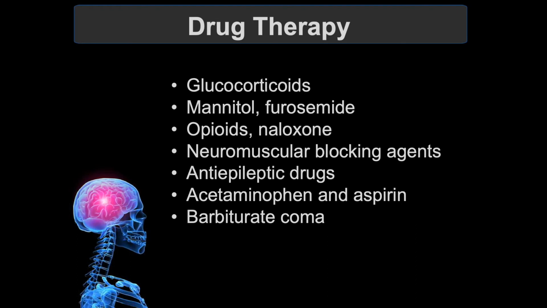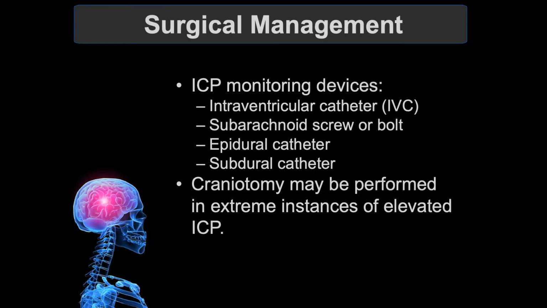Opioids and neuromuscular blocking agents can be used to decrease the metabolism of the brain by decreasing the stimulation. This should allow the brain cells to help recover. Other medications include anti-epileptic medications, acetaminophen and aspirin for fever control, and if there is enough damage to the brain and the neurons need to be preserved, this may indicate a barbiturate coma, where the patient is intentionally put into a very low metabolic state in order to preserve neurological cells.